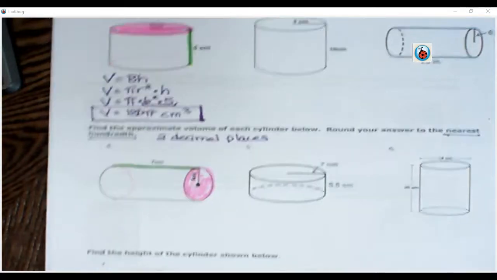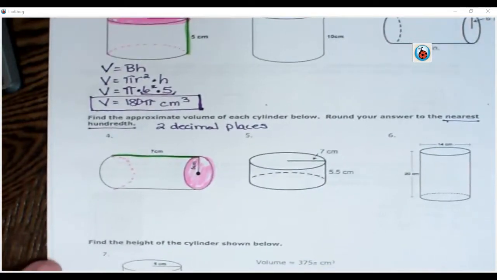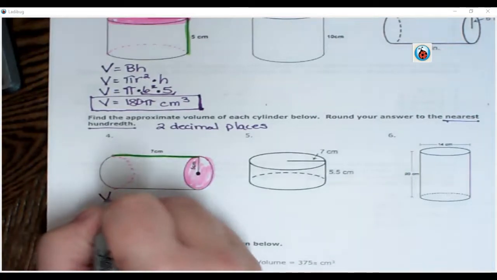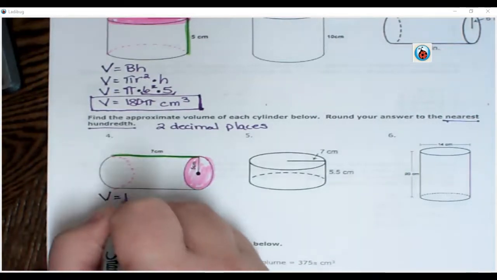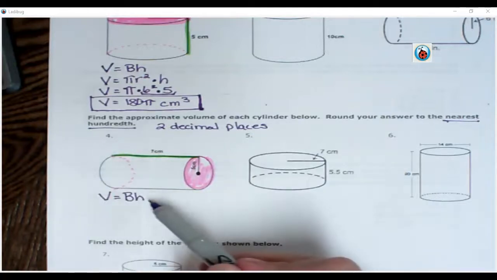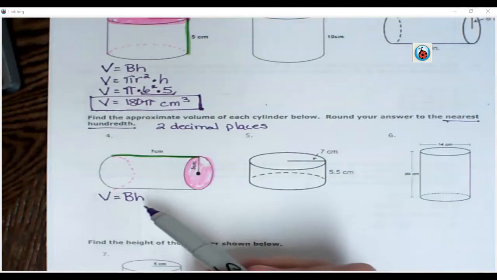All right, so let's do our formula, break it down, substitute and solve. Formula for volume of a cylinder, big B times H. If you don't remember that, where could we find it? We could find it on our formula chart. Very good.